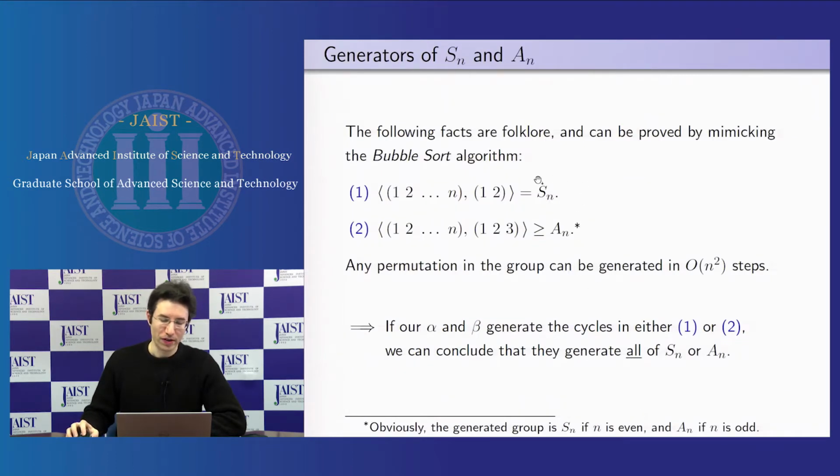Now, can we generate all of Sn or An? Well, we can do it if we can form these 2 cycles. For example, if we can form the cycle of all the elements plus a transposition of consecutive elements, then we can generate all of Sn. And likewise, if we can form the cycle of all n elements plus the 3-cycle of 3 consecutive elements, then we can generate at least An. And we can generate them in O(n squared) steps. This is folklore, and the proof mimics the bubble sort algorithm.